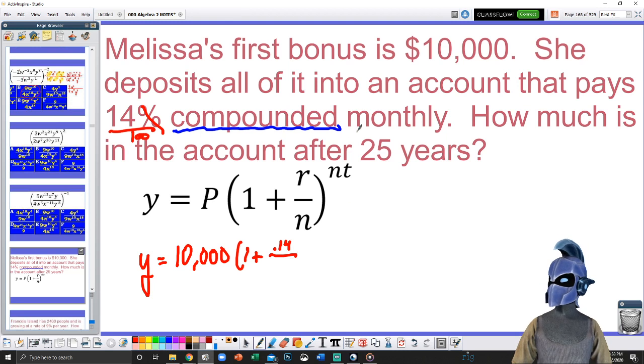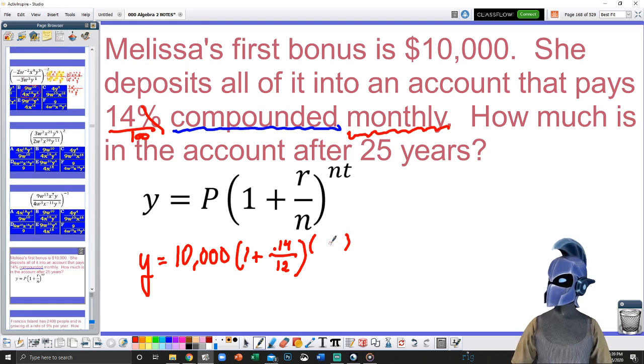N is monthly, is the magic word we're looking for. N is always the number that is talked about after the word compounded. So after compounded, if you see daily, yearly, monthly, weekly, whatever, this word is the one you're looking for that tells you N. Since it's monthly, there's 12 months in a year, so I'm going to put 12 there.